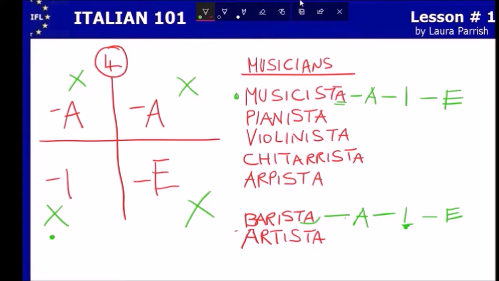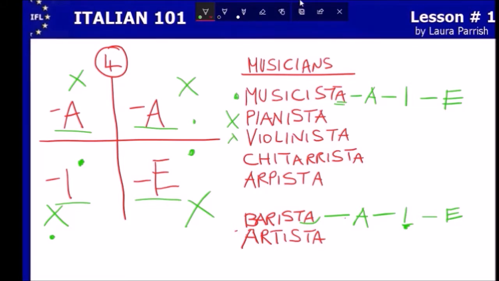Now, let's read it together after me. Musicista. Musicista. Musicisti. Musiciste. Let's go with pianista. Pianista. Pianista. Pianisti. Pianiste.